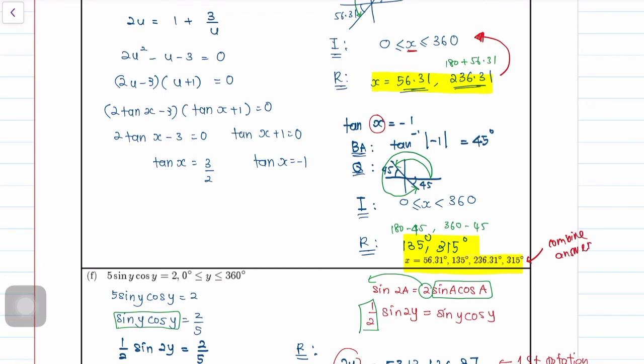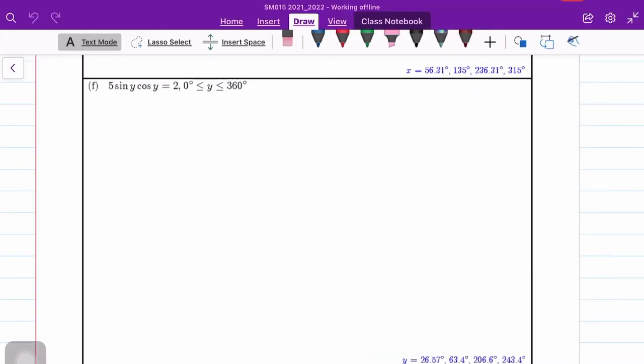Okay, so done for question E. Question F, we have 5 sine y cos y equals to 2, y between 0 and 360. So this is the question: 5 sine y cos y equals to 2. So now, we look here: sine y cos y equals to 2 over 5. Does it look familiar?